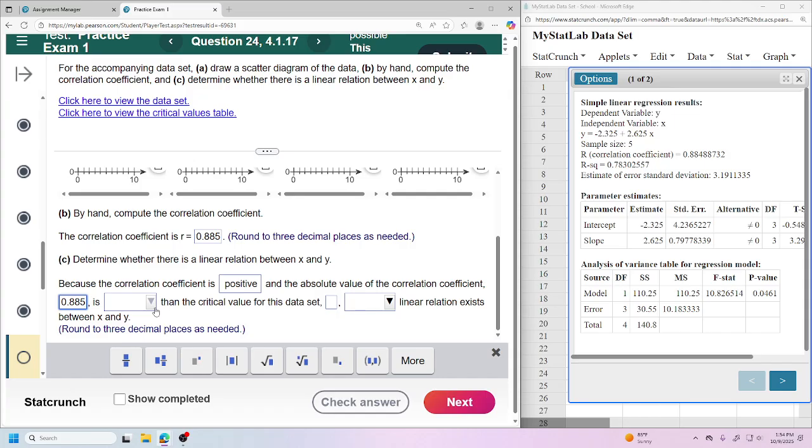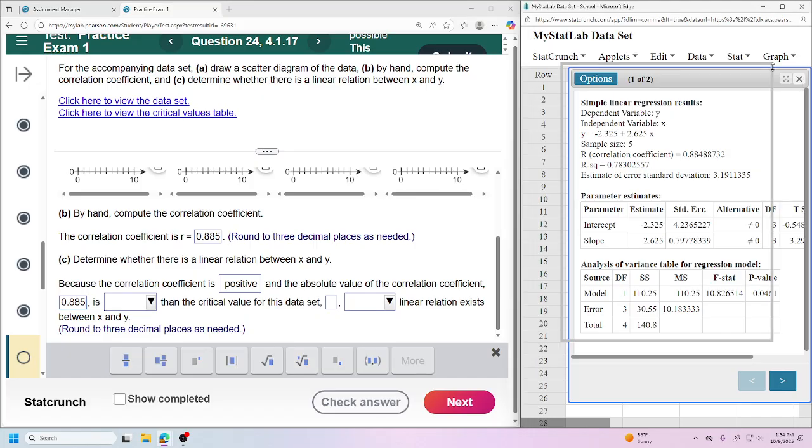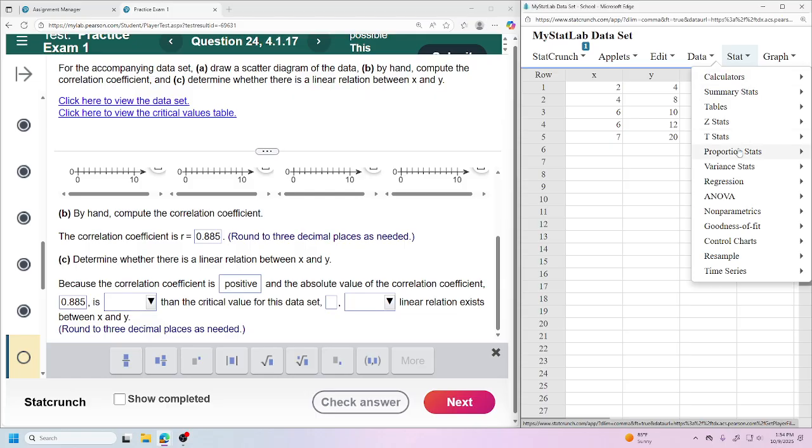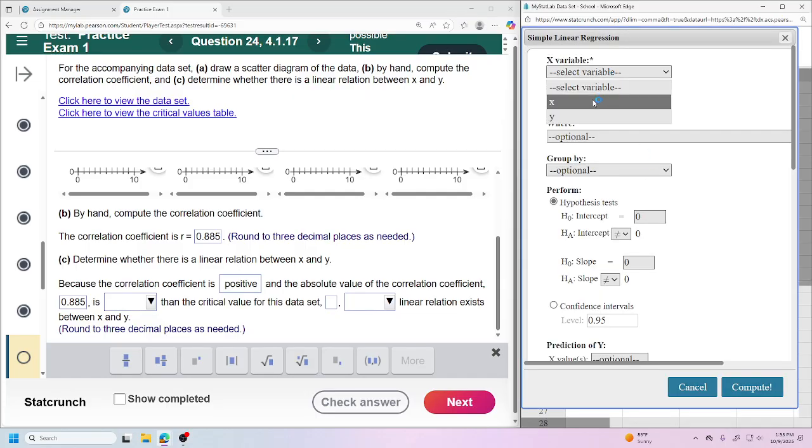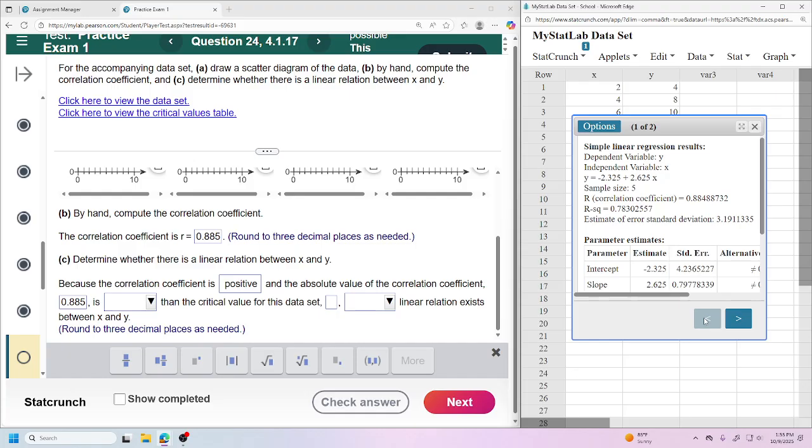Yeah, what's up? Say that one more time. Yes. Stat, regression, simple linear. Yep. And then X with X, Y with Y, and that was basically all I did. And you can go back and forth.